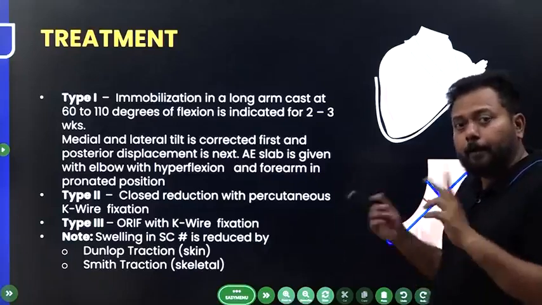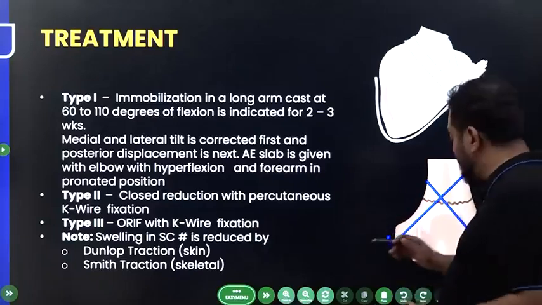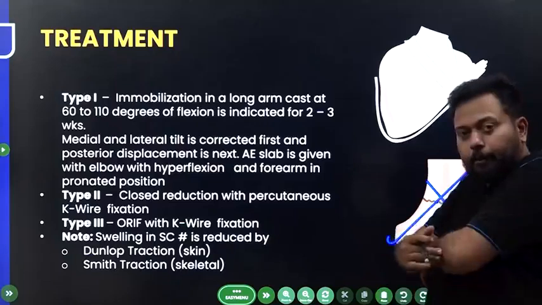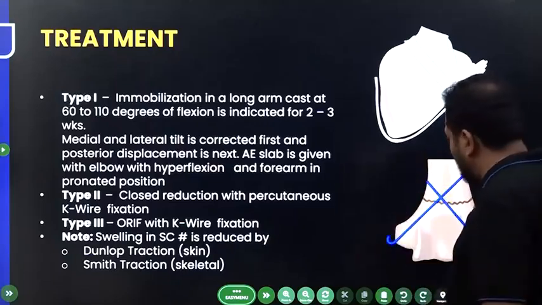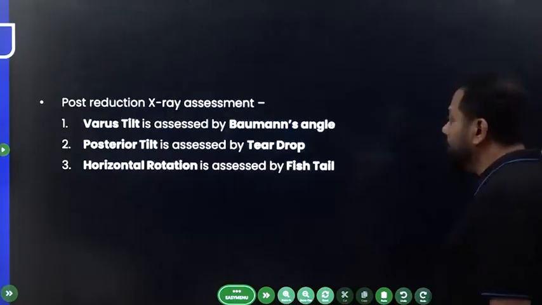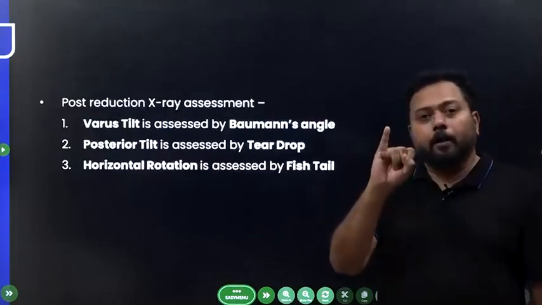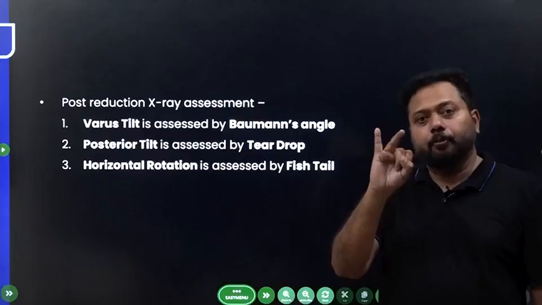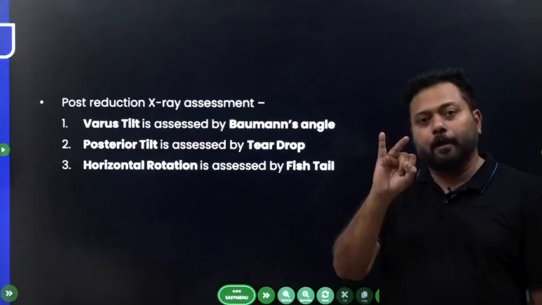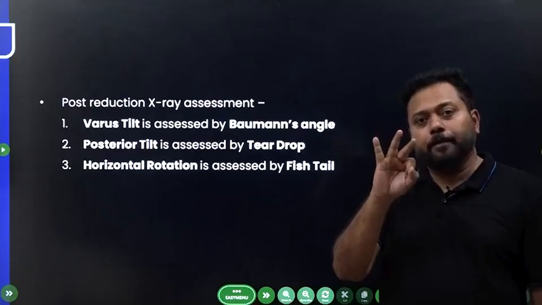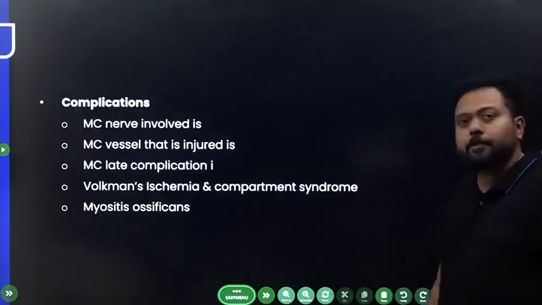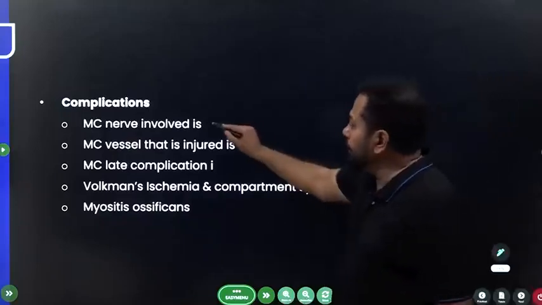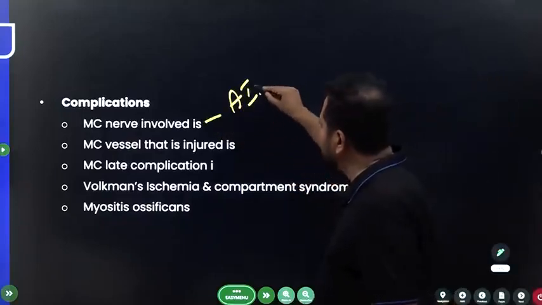Type 3, open reduction, internal fixation with K-wire. Since it's totally displaced, you have to split open the triceps, align it properly, and fix it with a cross K-wire. So type 1, immobilization in long arm cast in 110-degree flexion. Type 2, closed reduction, internal fixation with percutaneous K-wire. Type 3, open reduction, internal fixation with K-wire. That's all.